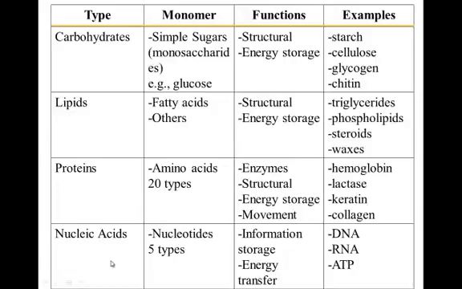The fourth and final category of biological macromolecules are nucleic acids. And like proteins, nucleic acids fit the polymer model very well. They're long, linear chains made out of repeated subunits or repeated monomers. And in this case, the monomers are nucleotides. And there are 5 different nucleotides, although we're not going to be learning about them at this time.